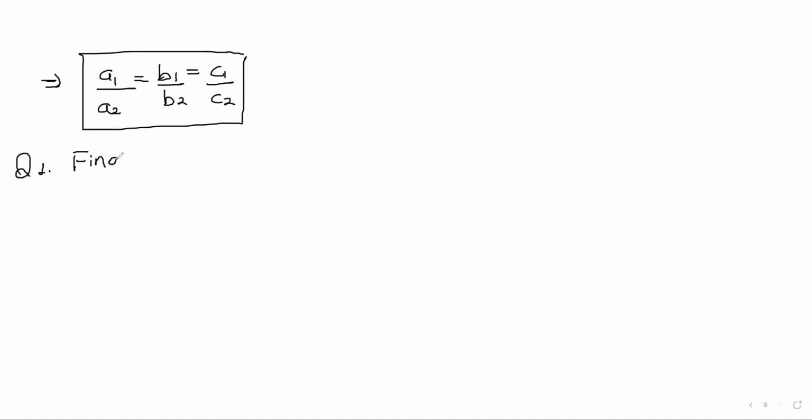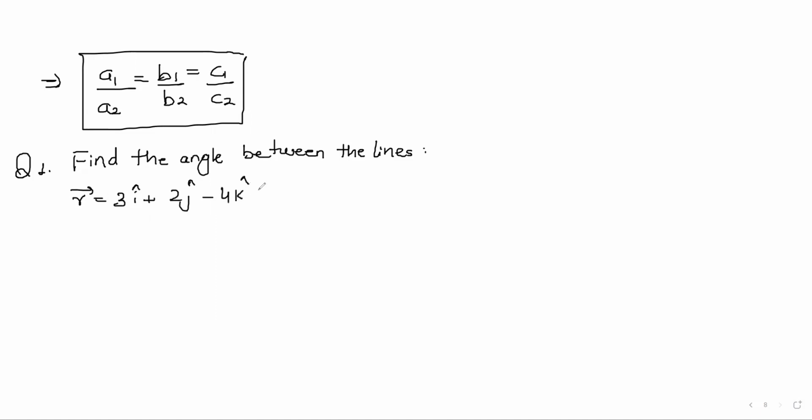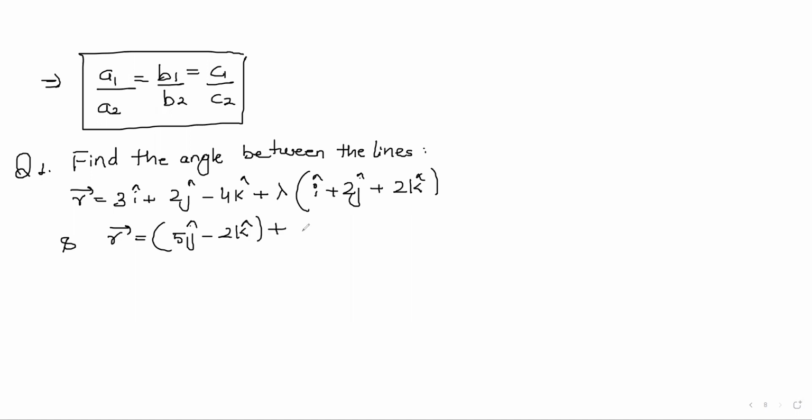Okay, so please note down this, and I will give you a question. Find the angle between the lines: R is equal to 3I cap plus 2J cap minus 4K cap plus lambda times I cap plus 2J cap plus 2K cap, and R is equal to 5J cap minus 2K cap plus nu. Okay, please try this question and share your answer.